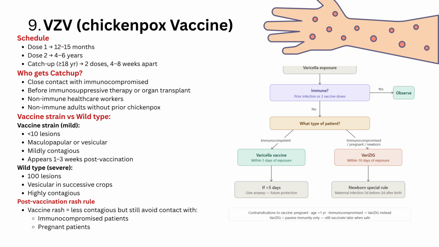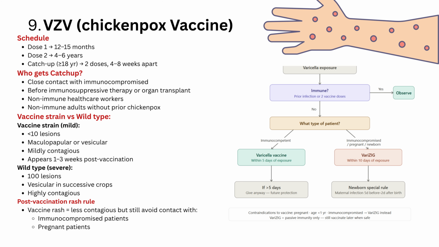Now the next question is whether they can receive a live vaccine. This depends on whether they are not pregnant, not immunocompromised, and older than 1 year of age. If they are eligible, then you give the varicella vaccine, ideally within 5 days of exposure. This can prevent or reduce the severity of disease. Even if more than 5 days have passed, you still give the vaccine because it will protect against future exposures.